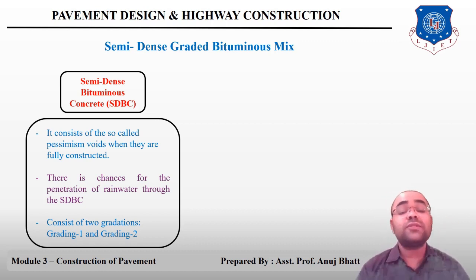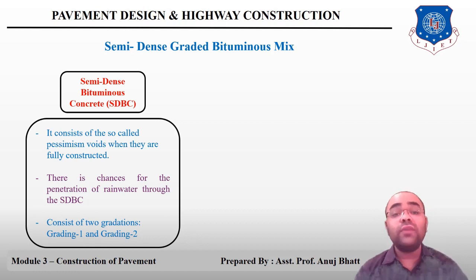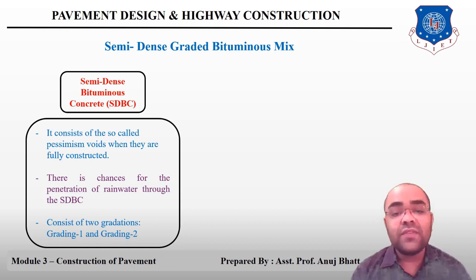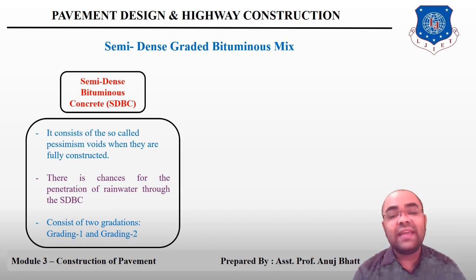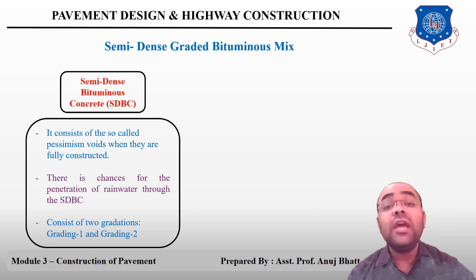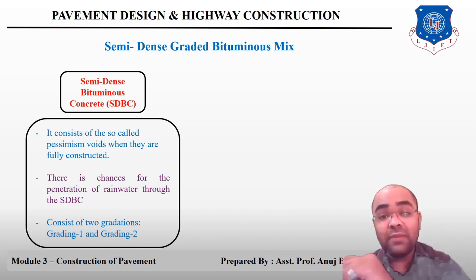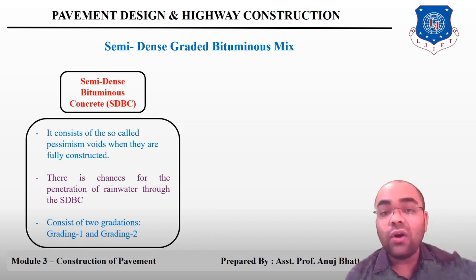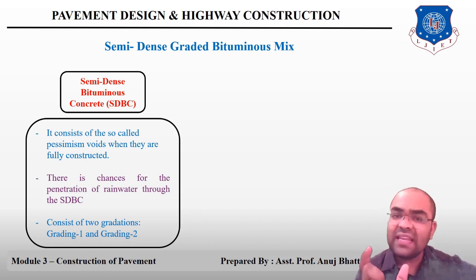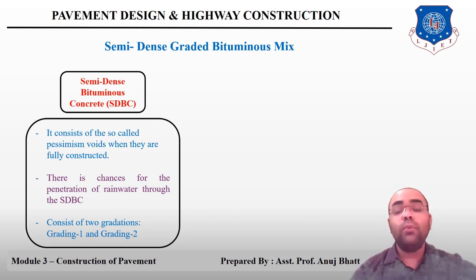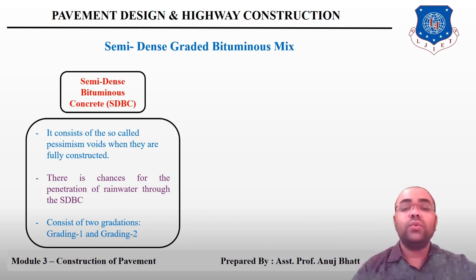When the semi-dense bituminous concrete is employed above the bituminous macadam layer, there is a chance for penetration of rainwater. This will create the separation of aggregate and the bitumen in the bituminous macadam layer, and this will cause the stripping and the scaling of the bituminous mix. And the scaling, later with time, will result in potholes on the road.